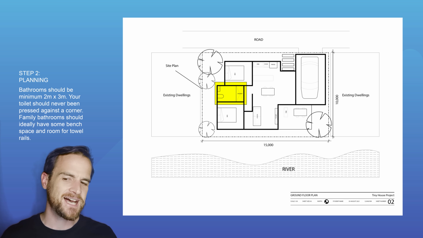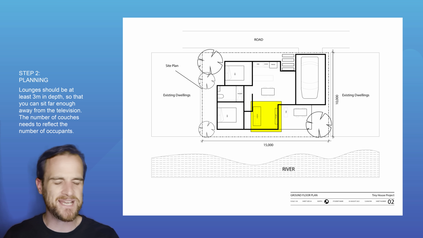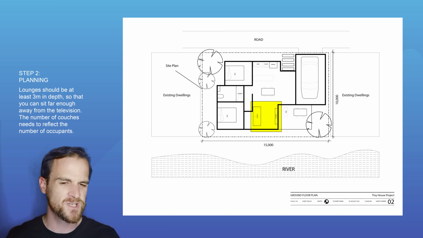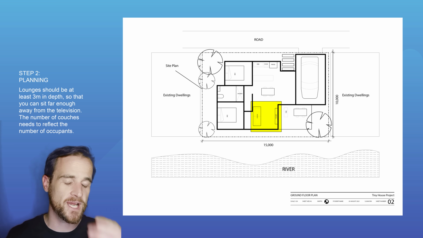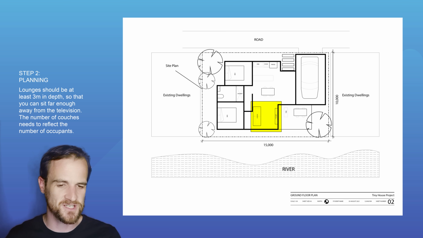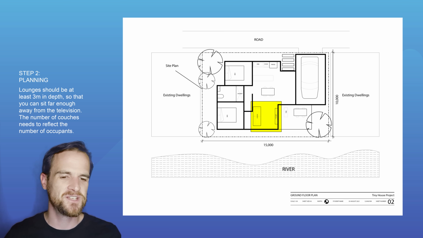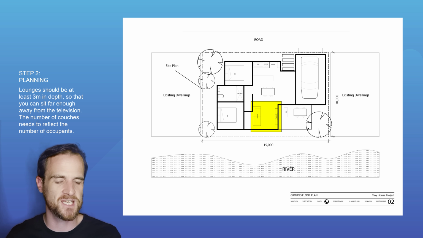Lounge room, there's no real maximum or minimum size prescribed, but probably 3 meters in depth is safe. That way you can have a couch which is far enough away from the television so that you're not kind of standing over the television. You might leave a little bit of room for a coffee table as well.